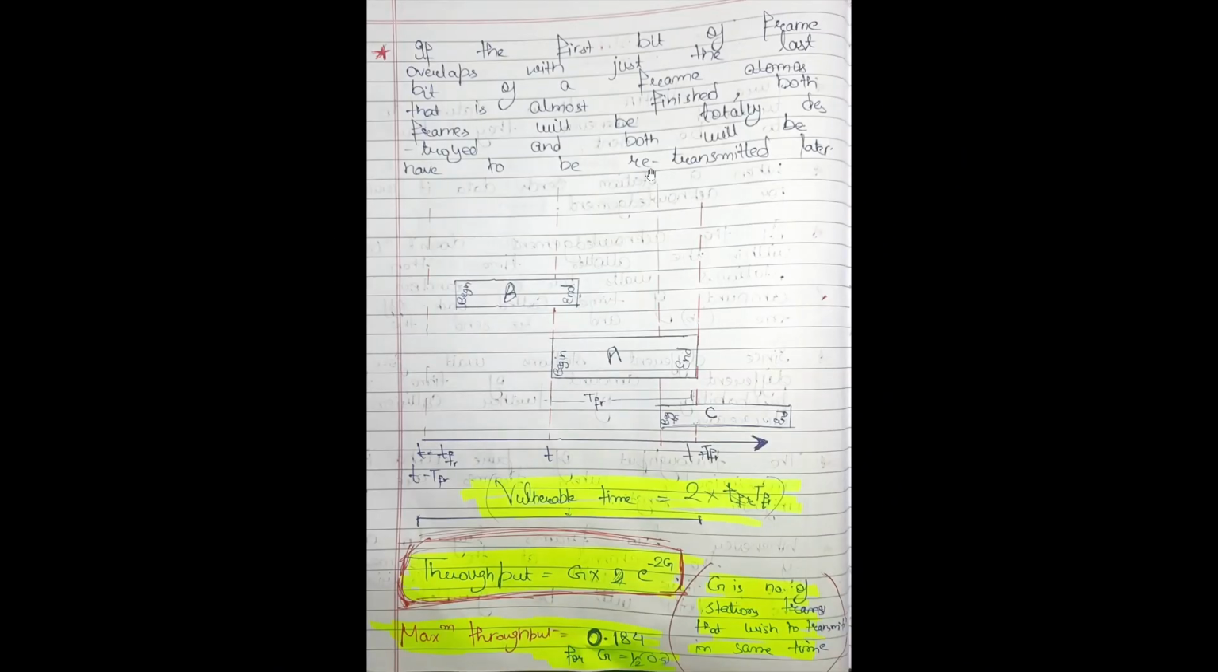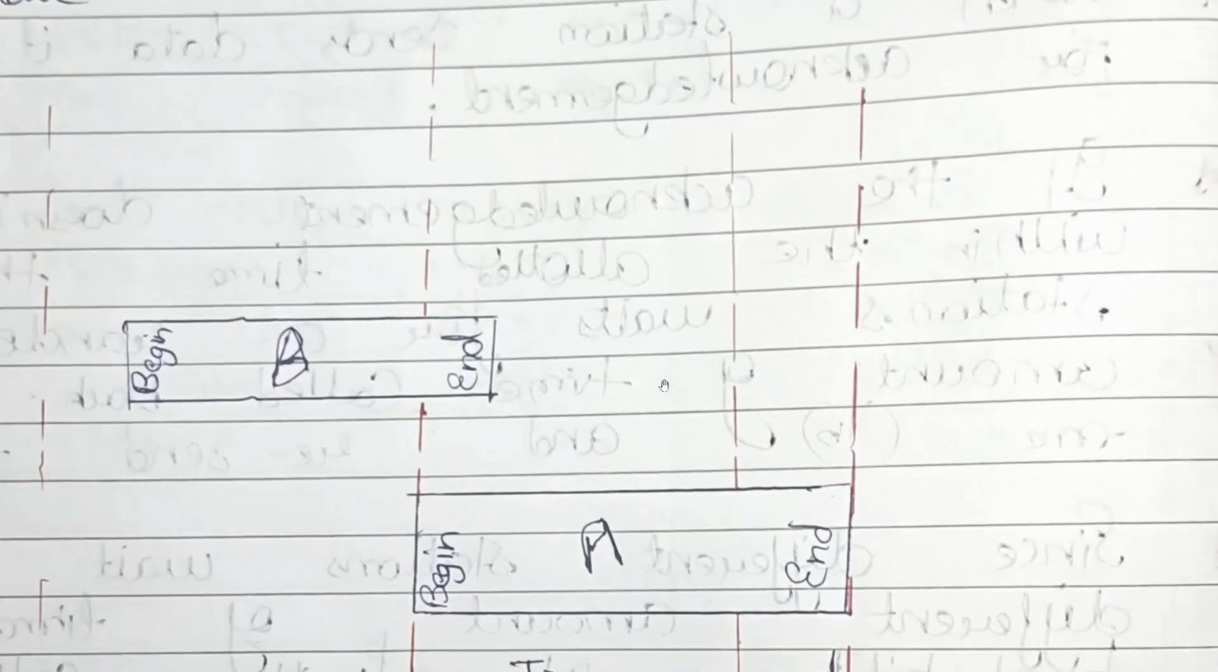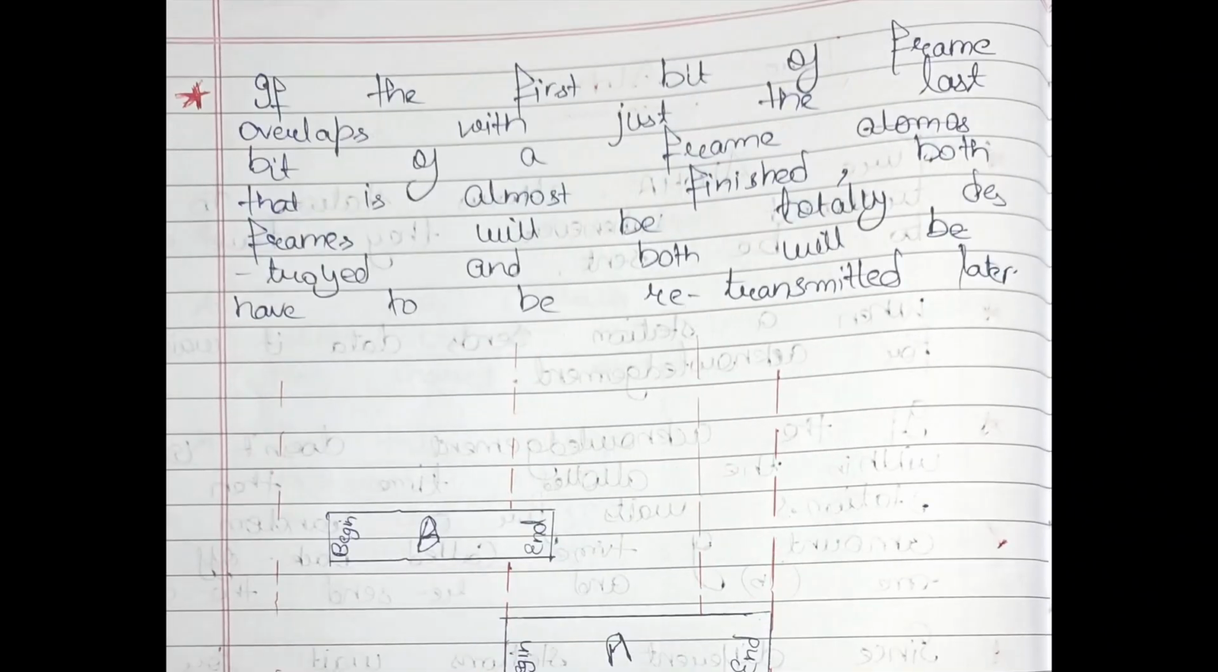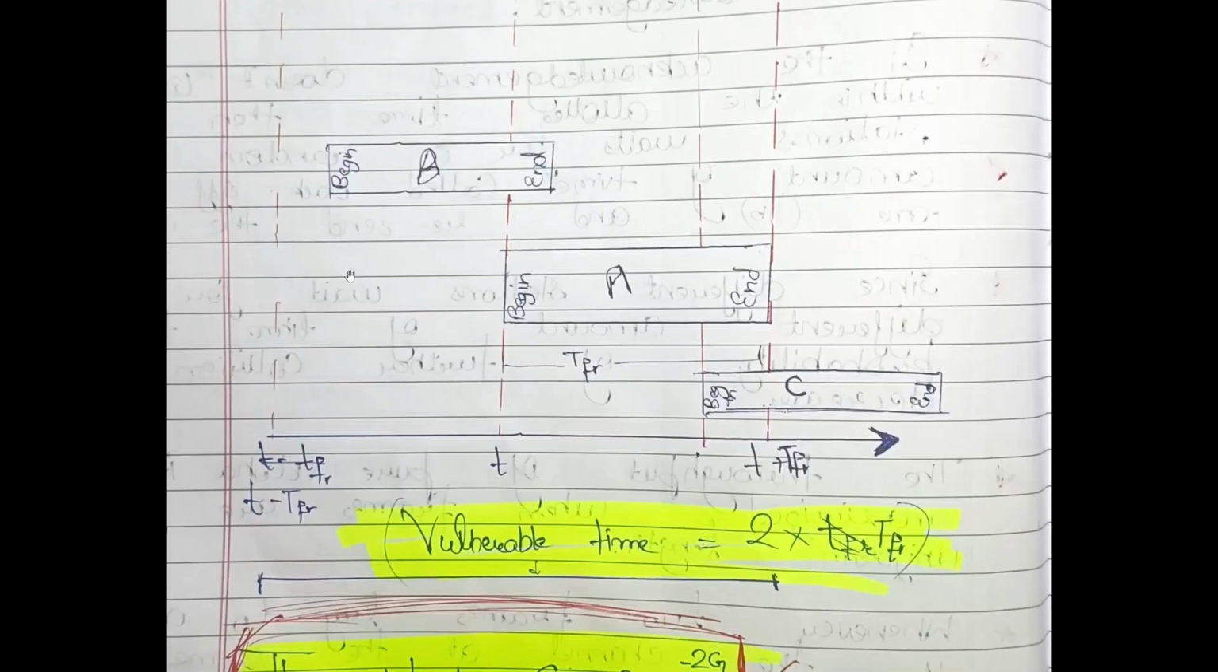Now this is a very important point. If you look at it, if the first bit of a frame overlaps with just the last bit of a frame that is almost finished, both frames will still be totally destroyed and both will have to be retransmitted later. What does this mean? Just look at this demonstration.